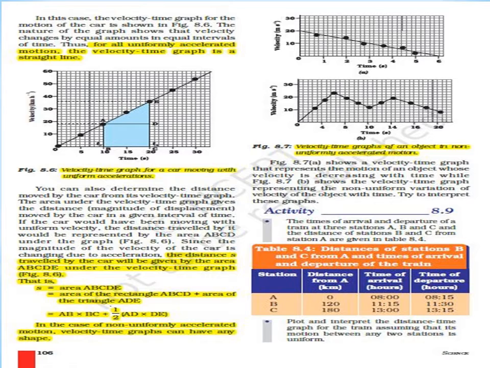Now these are two examples of velocity time graphs for non-uniformly accelerated motion. Here you can see that the velocity first increases, then after some time it decreases, then again increases, then again decreases. Also here it is decreasing arbitrarily. So these are examples of velocity time graphs for an object in non-uniformly accelerated motion.